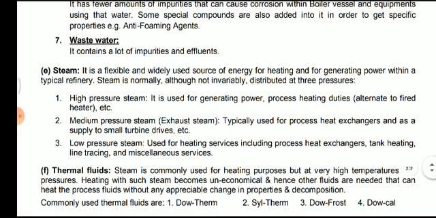Next is steam. It is a flexible and widely used source of energy for heating and for generating power within the typical refinery. Steam is normally, though not invariably, distributed at three pressures. High pressure steam is used for generating power, process heating duties, etc.